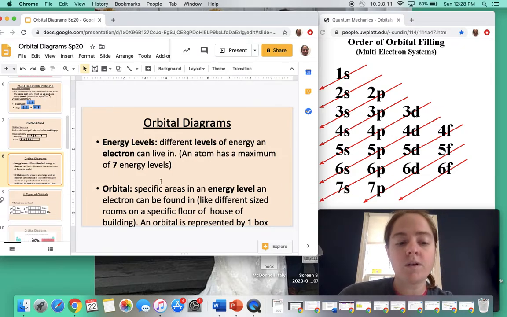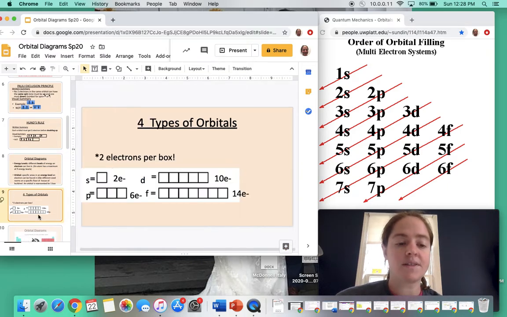So an orbital is going to be represented by a box. If it's an s orbital, it's going to have one box. If it's a p level, then it's going to have 3 orbitals. If it's a d, it's going to have 5. If it's an f, it's going to have 7.